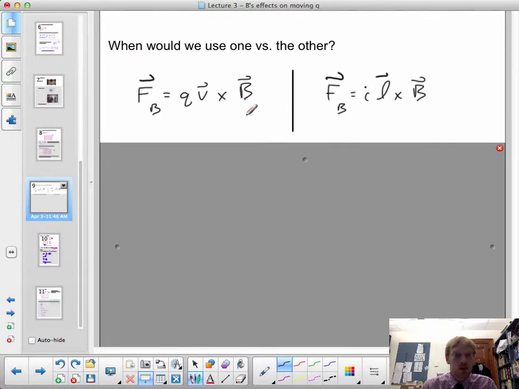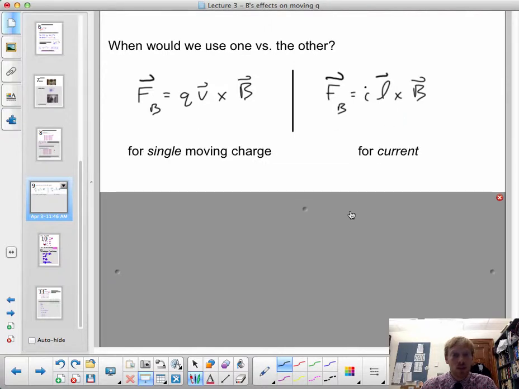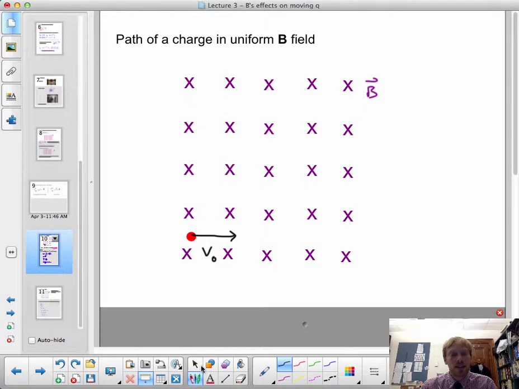So when do you use this? When you're talking about a single moving charge. And when do you use this? When you're talking about a wire that is full of moving charges, a current. Here's a situation that I'd like to talk about a little bit.